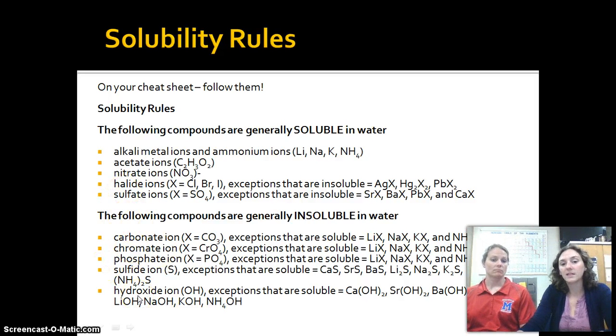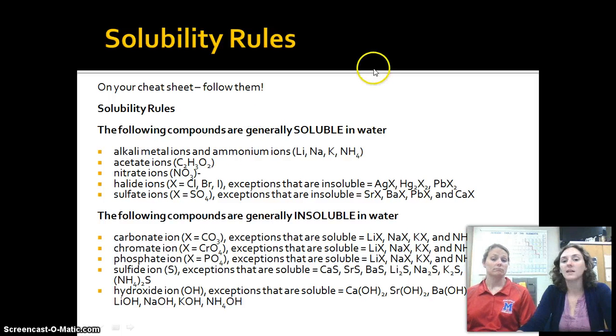The only thing you have to keep in mind is that there are exceptions. For the halide ions, if they're paired with silver or mercury or lead, then it's insoluble. If you have a sulfate ion, these are insoluble down here, whereas the rest are soluble. And then carbonate, chromate, these are insoluble except for these.